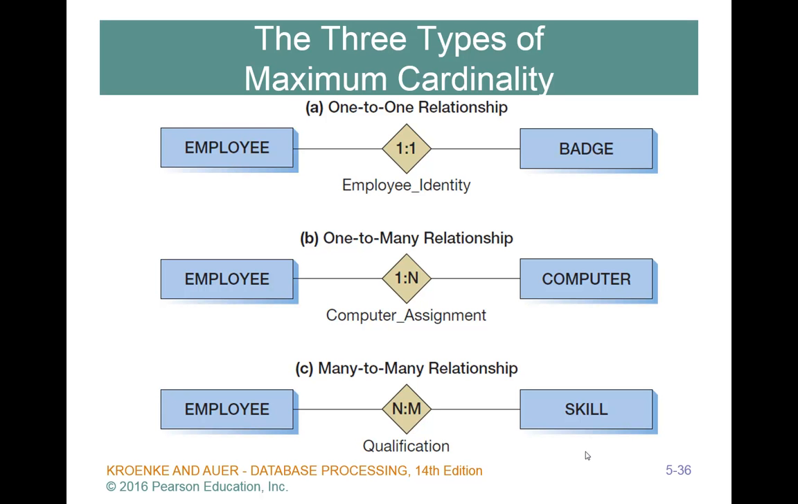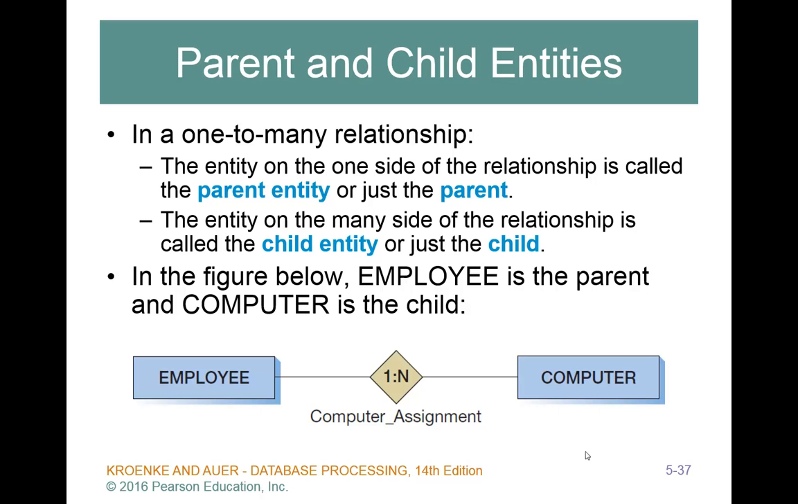And in our last example, we have a many-to-many relationship where an employee can have many skills, and a specific skill can be associated with a number of different employees. Okay, so again, this is how we can recognize examples of our maximum cardinality using the original Chen's model.